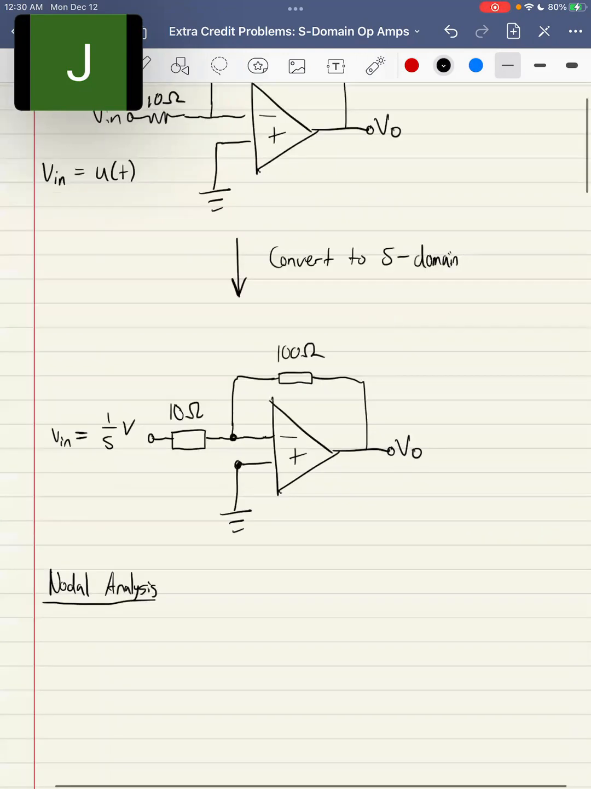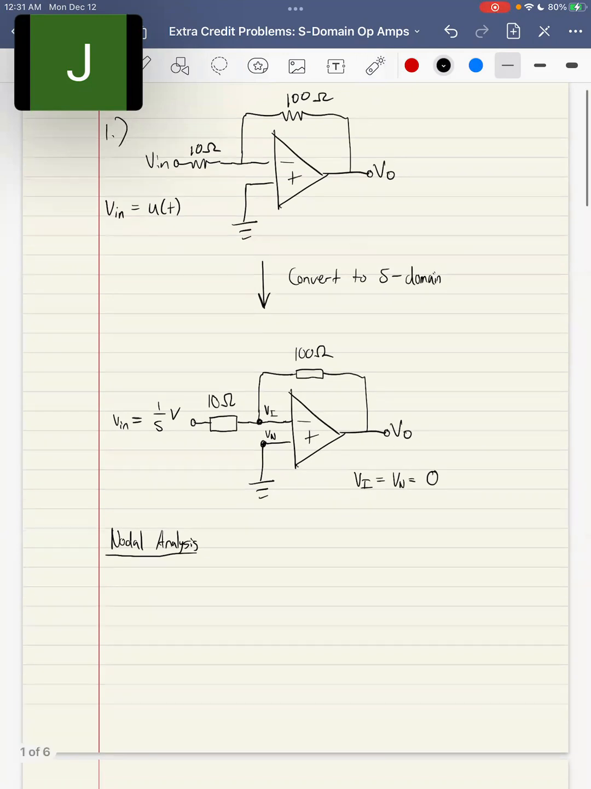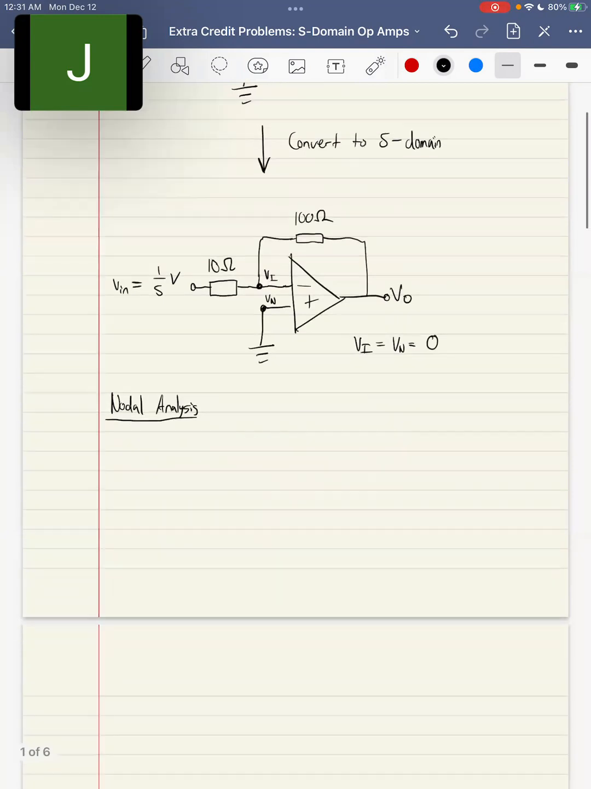And we have two input terminals to the op amp, so we have our VI and our VN. With op amps, VI must equal VN, and in this case, VN equals 0. So VI will also equal 0 because it is an inverting op amp, just to take note.